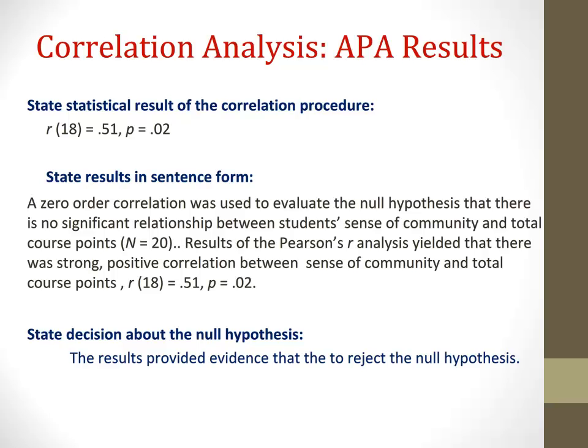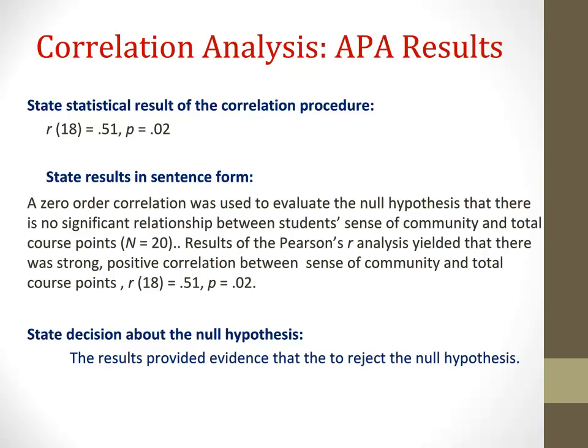A zero-order correlation was used to evaluate the null hypothesis that there was no statistically significant difference between students' sense of community and their total course points. And this is similar to the example that we've been talking about throughout this tutorial. Here we can see that the N equals 20, which means there were 20 participants in this specific analysis. And what we can see is that the Pearson R analysis yielded a strong positive correlation, a statistically significant strong positive correlation.